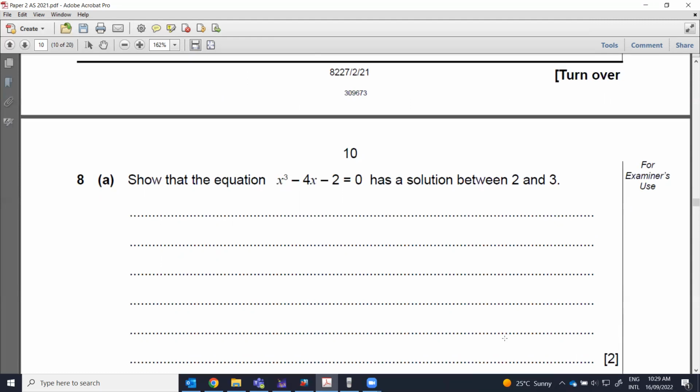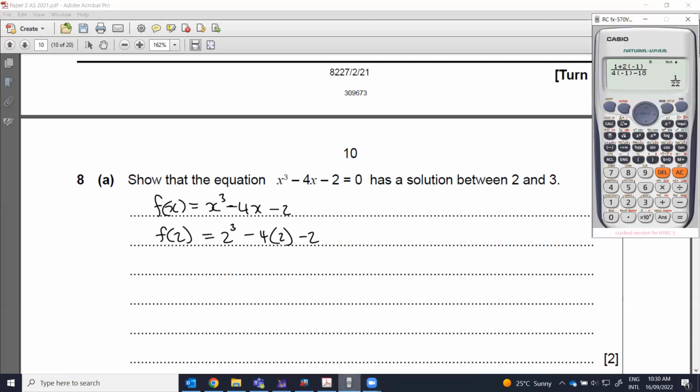Right, 8a: show that the equation x cubed minus 4x minus 2 = 0 has a solution between 2 and 3. To solve this one, you say f(x) = x cubed minus 4x minus 2. Then you substitute 2 in here, so f(2) is 2 cubed, and brackets are not needed here because this is a positive number, then 4 times 2 minus 2. You can do this on your calculator.